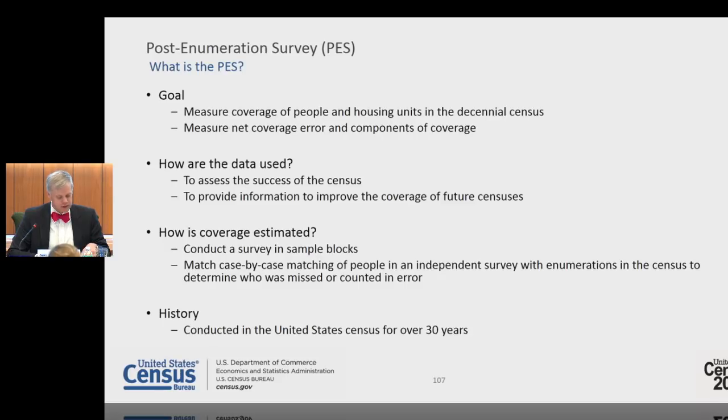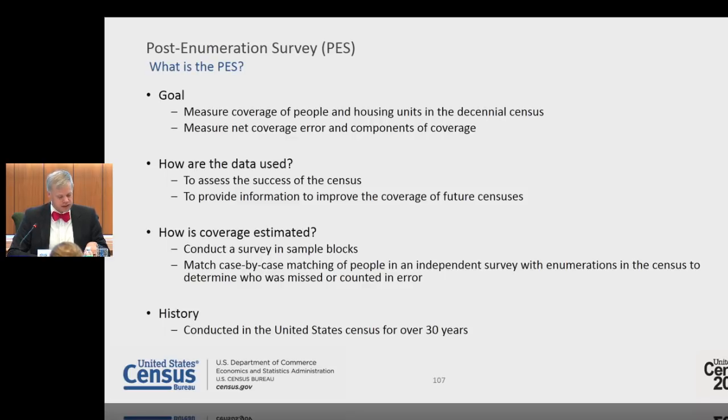We measure net coverage by comparing the census counts to the true population size. If the census count is lower than the true population size, we say the census undercounted the population. If the census has more than the true population count as a result of duplicates or erroneous enumerations, we say the census overcounted the population. As in 2010, we plan to measure the amount of undercoverage or overcoverage in the decennial census.